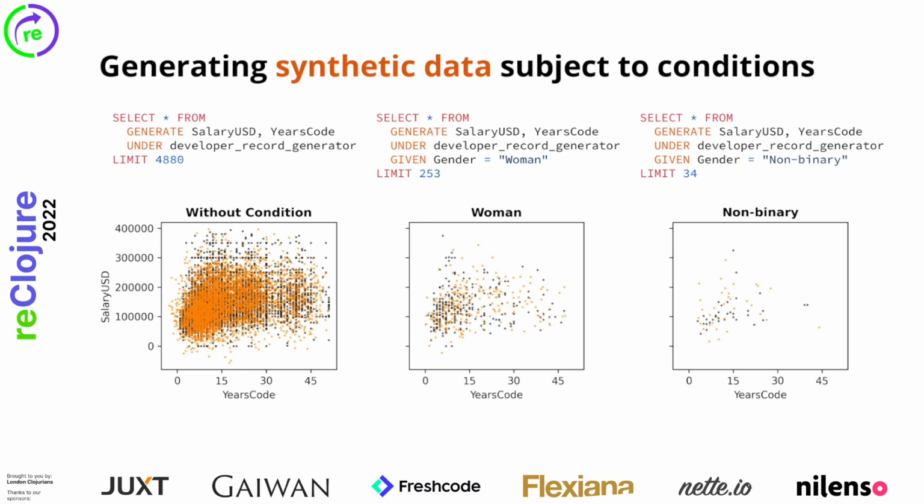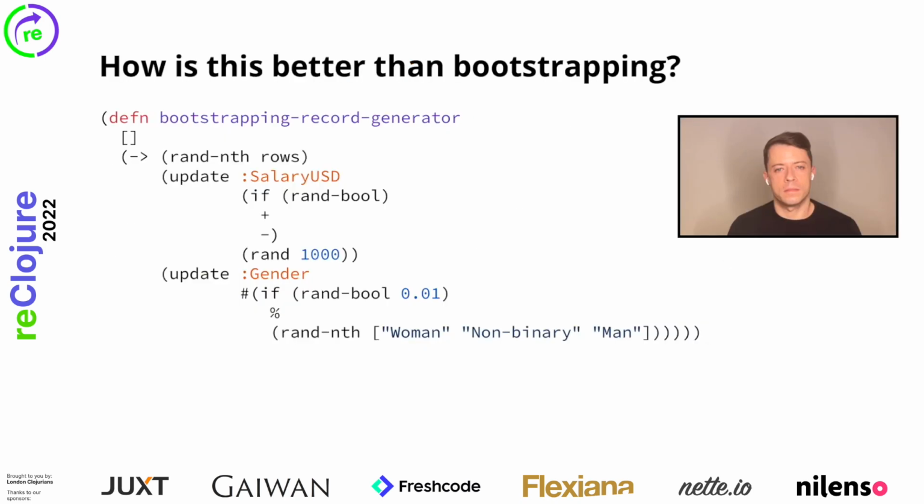InferenceQL is able to generate realistic data even when subject to these constraints. Note that women and non-binary people who answered the survey were less likely to make very high salaries, regardless of how many years of professional experience they had. I'll touch on that again a bit later.